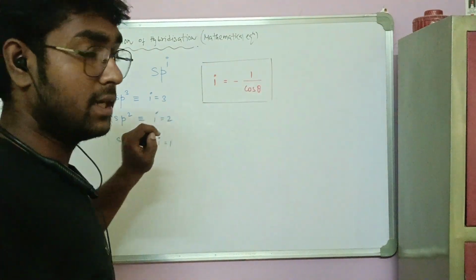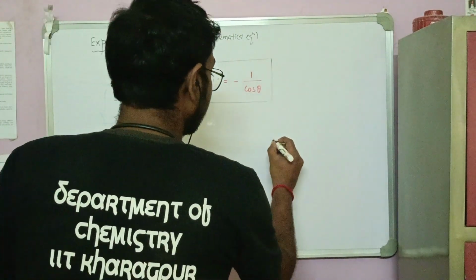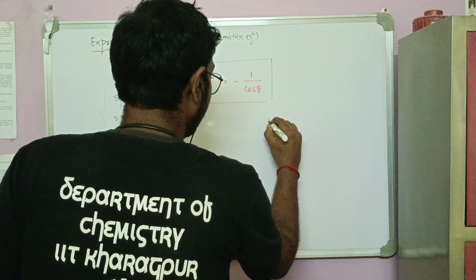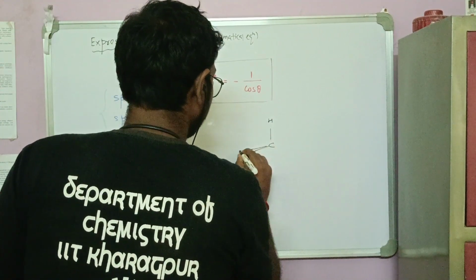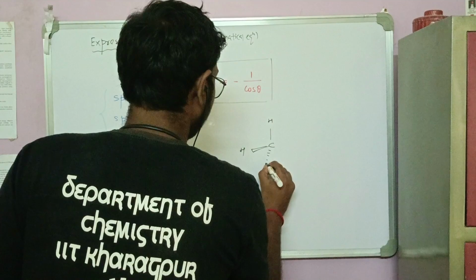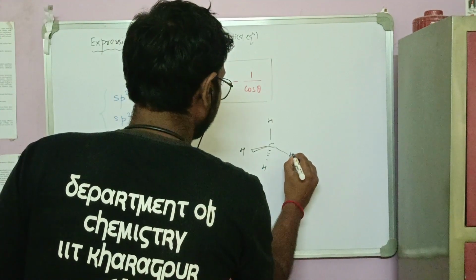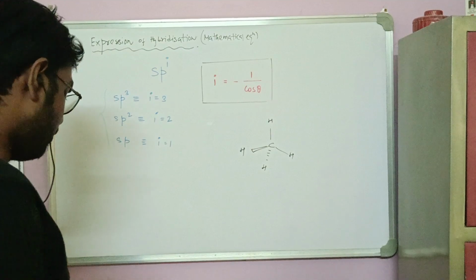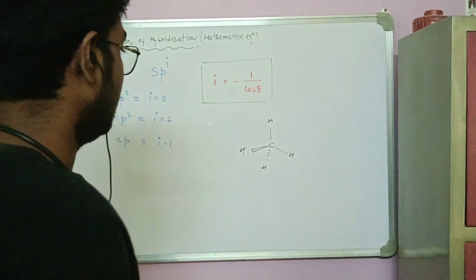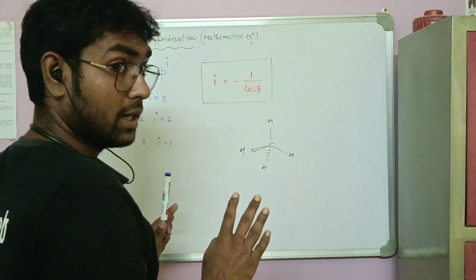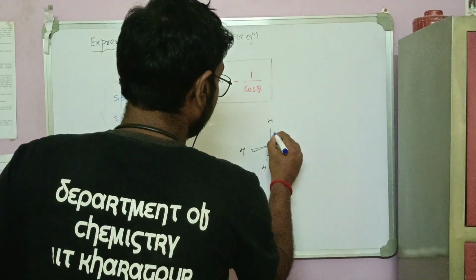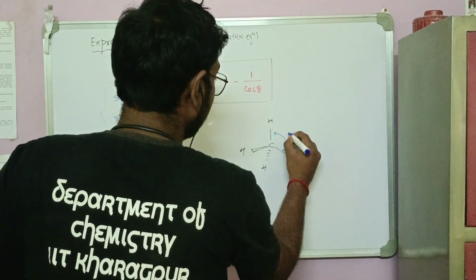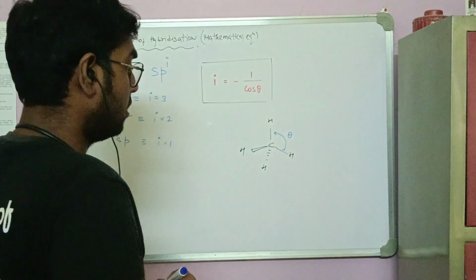So what is theta? Let's take the methane molecule. The structure of the methane molecule, you all know, is tetrahedral and it has sp3 hybridization, which we have discussed in the previous lecture. So what is theta? Theta basically is this bond angle.